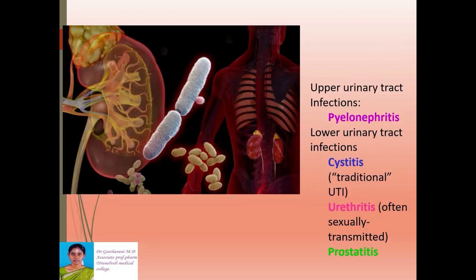So urinary tract infections again can be classified into upper urinary tract infections and lower urinary tract infections. Upper urinary tract infections are commonly referred to as pyelonephritis, and lower urinary tract infections include cystitis, urethritis, which is most often sexually transmitted, and prostatitis. So which UTI is more common? Probably the lower urinary tract infections are more common when compared to upper UTI.